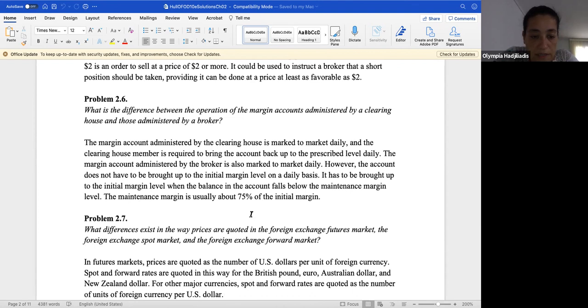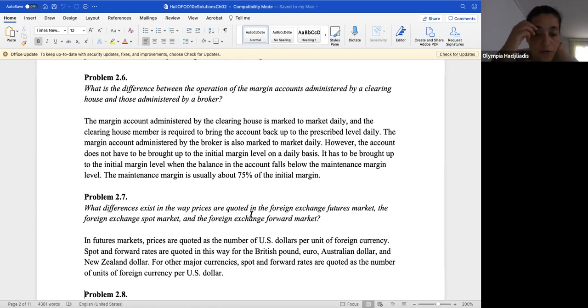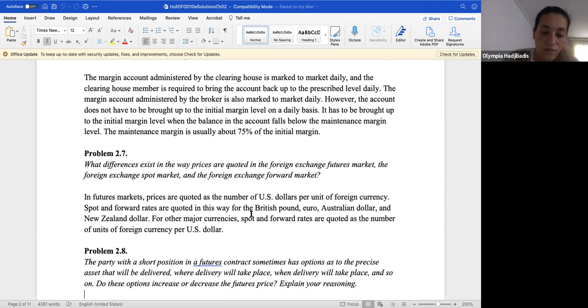So what differences exist in the way prices are quoted in the foreign exchange futures market, the foreign exchange spot market, and the foreign exchange forward market? So in futures markets, prices are quoted as the number of US dollars per unit of foreign currency. The spot and forward rates are quoted in this way for the British pound, the euro, the Australian dollar, and the New Zealand dollar. For other major currencies, spot and forward rates are quoted as the number of units of foreign currency per US dollar.